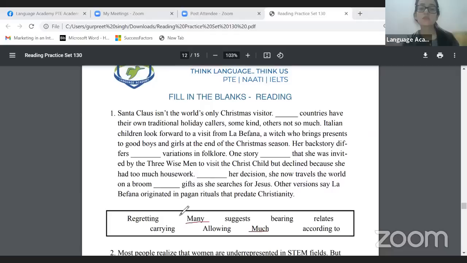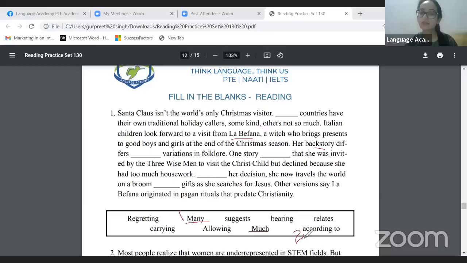Italian children look forward to a visit from La Befana, a witch who brings presents to good boys and girls at the end of the Christmas season. Her backstory differs dash variations in folklore. Backstory means what's the real story. Folklore would be poetry, songs, stories, novel writing. So there are differences in how the past has been written. Variations means differences. There are differences in the past story, and that is why her story differs.